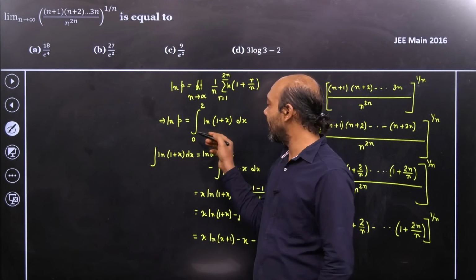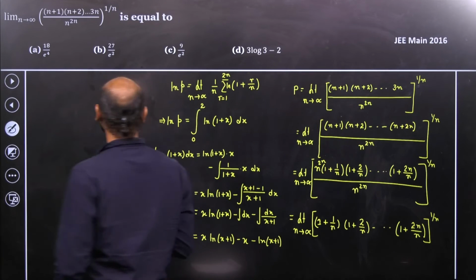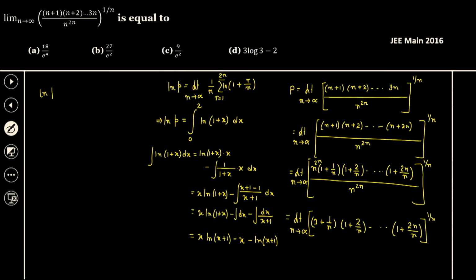Now obviously we need to find ln p by substituting this limit. Let's go ahead. So we will find that ln p is equal to, we just substitute 2. So we get 2 ln 3 minus 2 minus ln 3. And for 0, everything gives 0, because log 1 is 0. Sorry, this has a plus sign. I made a mistake, just check that. So this is 3 ln 3 minus 2, and that's it. So that's the answer for this problem.